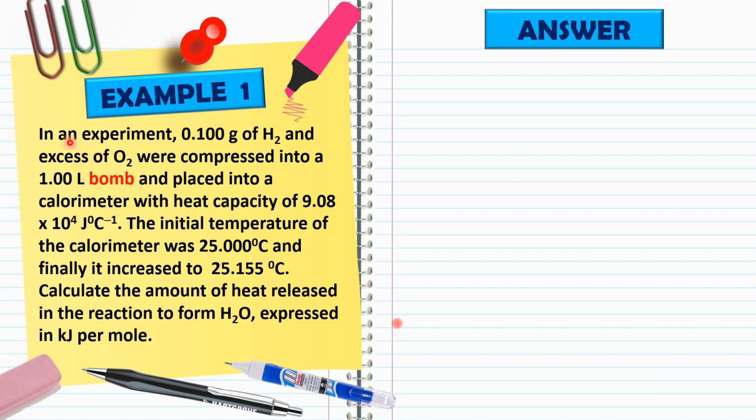Okay, for the first example: in an experiment, 0.1 gram of hydrogen gas and excess oxygen gas were compressed into a 1 liter bomb and placed into a calorimeter with heat capacity of 9.08 times 10 power 4 joule per degree Celsius. The initial temperature of the calorimeter was 25 degrees Celsius, and finally it increased to 25.155 degrees Celsius. Calculate the amount of heat released in the reaction to form H2O, and express it in kilojoule per mole.